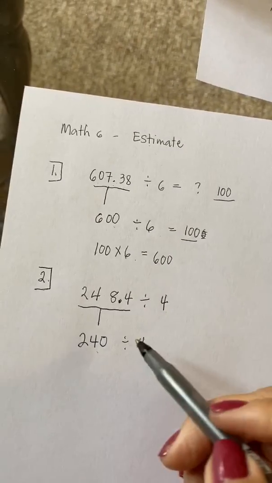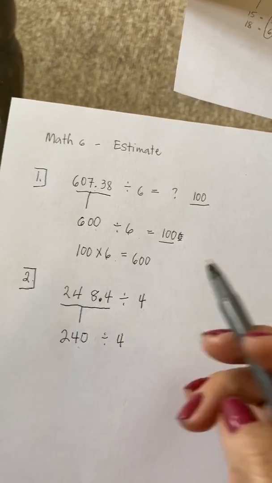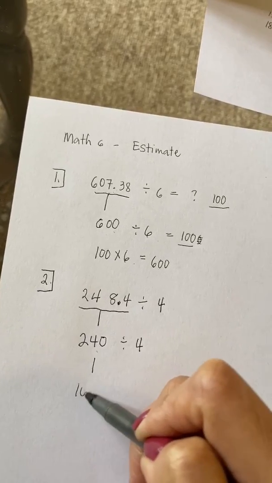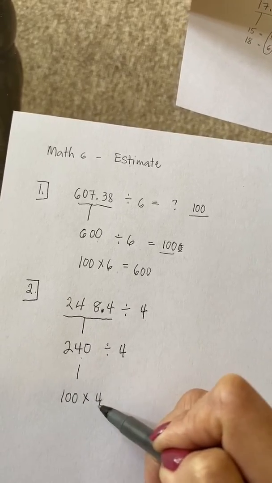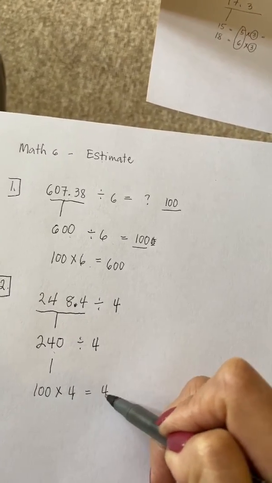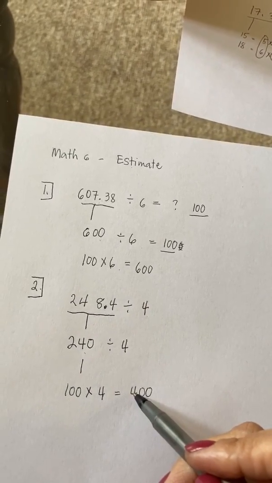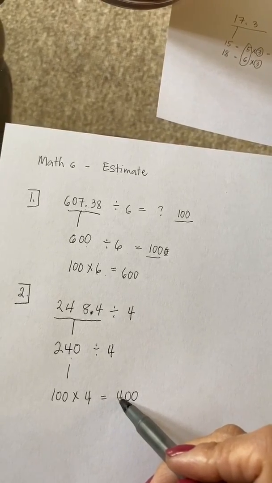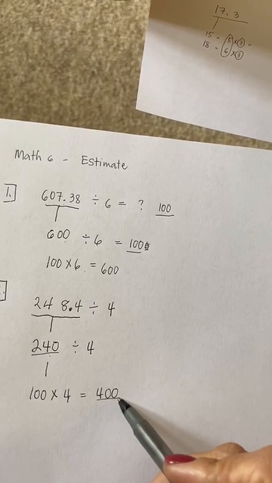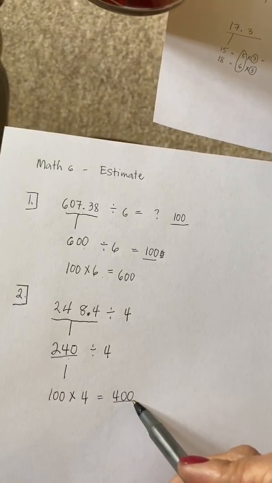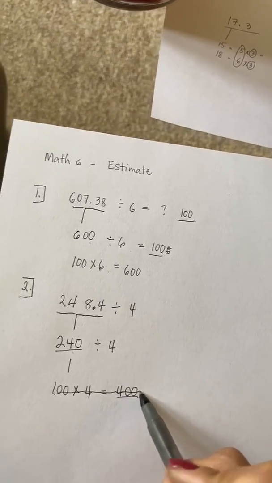So again, I'm gonna go back to my multiplication table. So if I say 100 times 4, that will be equal to 400, which is not the number that we are targeting. Our number, our dividend is 240. This is 400. This is way, way beyond for our estimate. So we will forget this. I will cross it out.